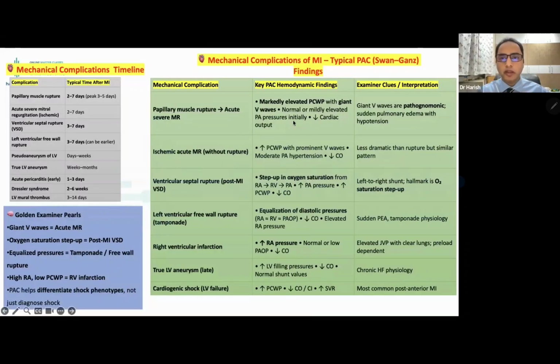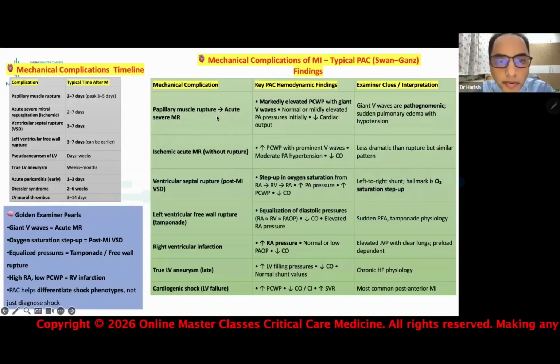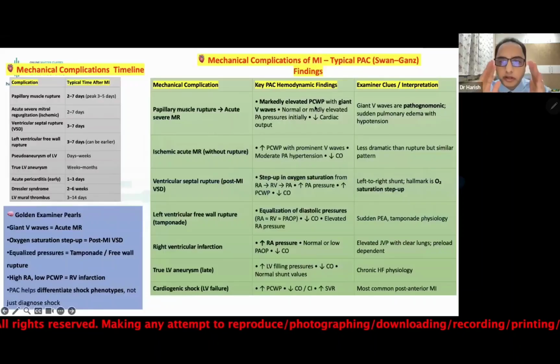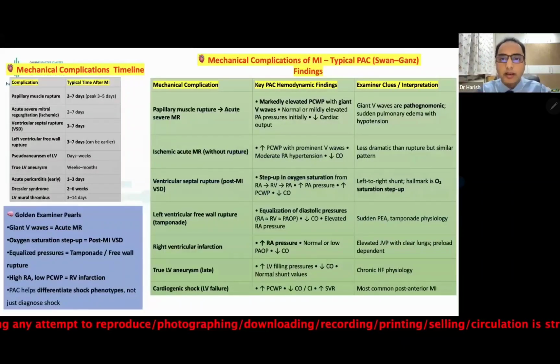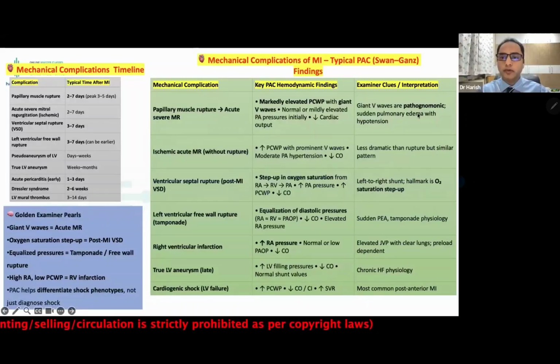So the next table is very, very important. Suppose a patient is having a pulmonary artery catheter, that is a Swan-Ganz catheter, how do you find the manifestation with a mechanical complication? Assume the patient is having a papillary muscle rupture. With acute severe MR, you will have markedly elevated pulmonary capillary wedge pressure with giant V waves in the PA catheter waveform. Normal or mildly elevated pulmonary artery pressure initially, and decreased cardiac output. So giant V waves are pathognomonic. Sudden pulmonary edema with hypotension is the clinical manifestation if they have papillary muscle rupture with a severe MR.